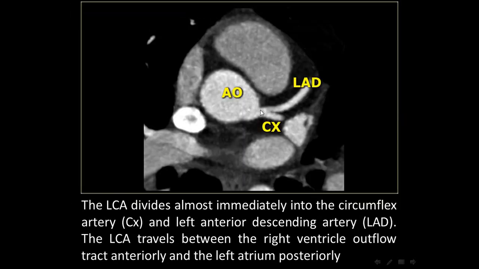After the origination of the left main coronary artery, it then branches into a left anterior descending, which will run anteriorly between the right ventricle outflow anteriorly and the left atrium posteriorly. And this is the left circumflex.